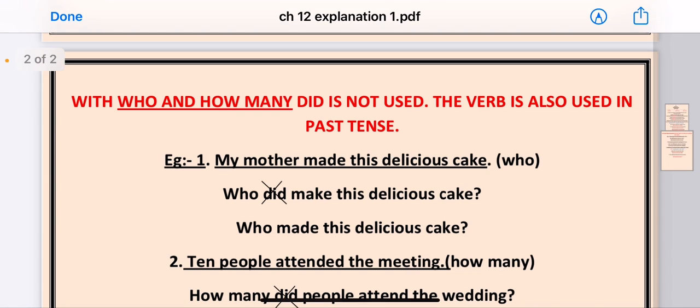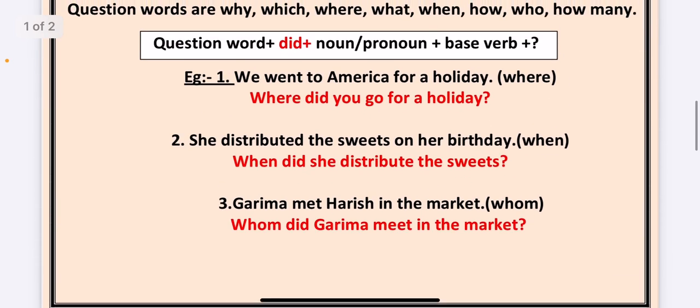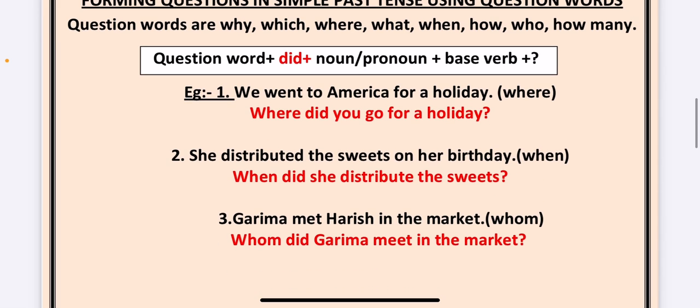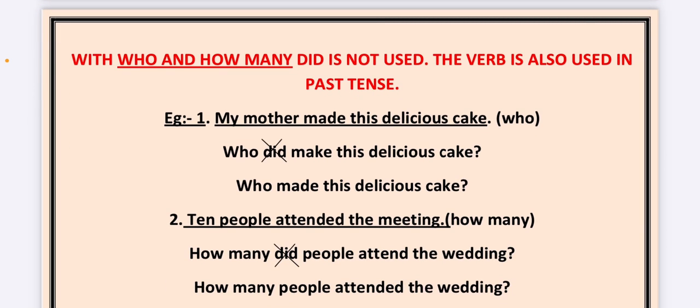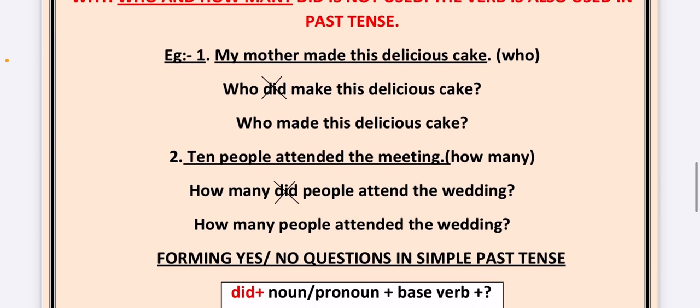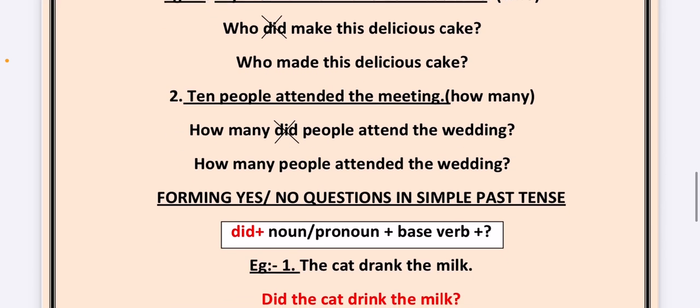Now students, one important information that when we are making questions in simple past tense, if in the bracket the question word is who and how many, we will not use did. So with who and how many, just remember, we are not going to use did. And the verb is also used in the second form. For example, my mother made this delicious cake and the question word is who. So we will not write who did make this delicious cake. No, we will simply write who made this delicious cake. No use of did.